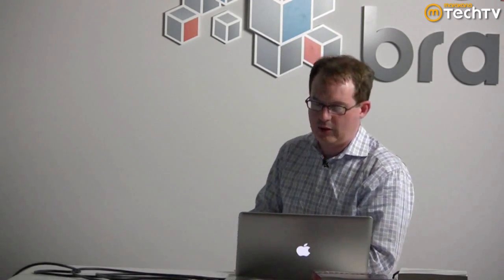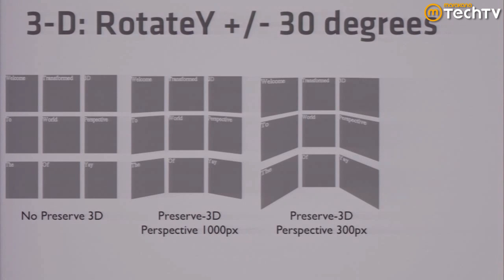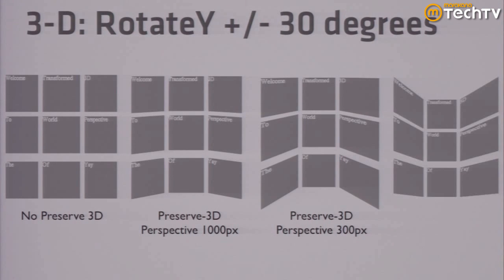So this is what you get when you do Preserve 3D and you put in a perspective of 1,000 pixels. So it starts to actually look properly 3D. It's bowing out at both sides. This is with perspective 300 pixels. And at 300 pixels, you're starting to get kind of a really silly effect. It doesn't really look real anymore. Typically, anything under about 500 pixels starts to look a bit comic book-like. So anywhere from 500 to 800 or 1,000 is pretty good. By the time you get to about 2,000 pixels, it starts to look really flat, actually.